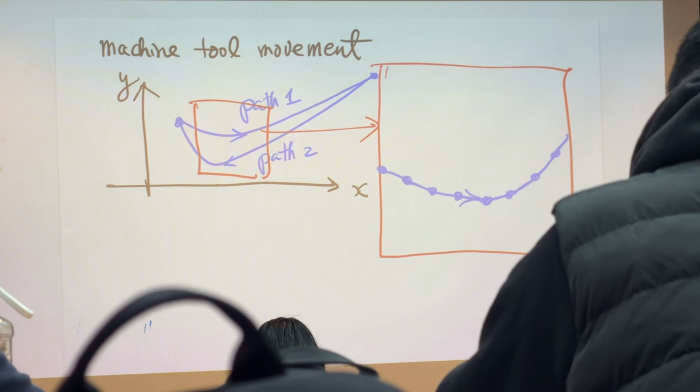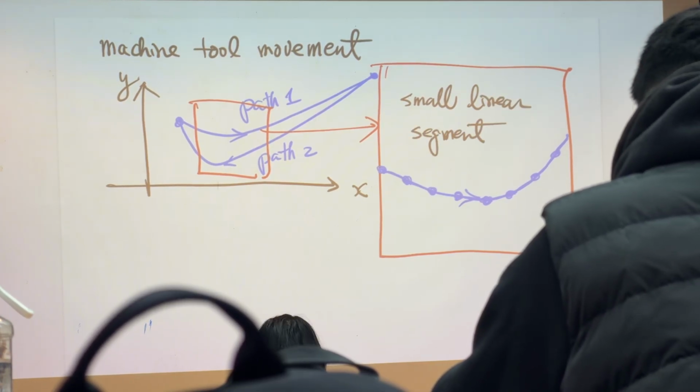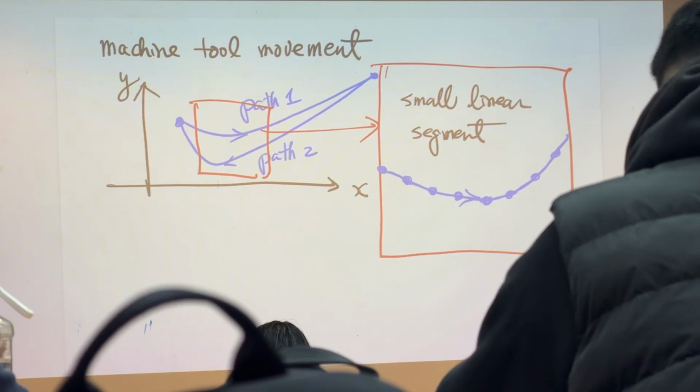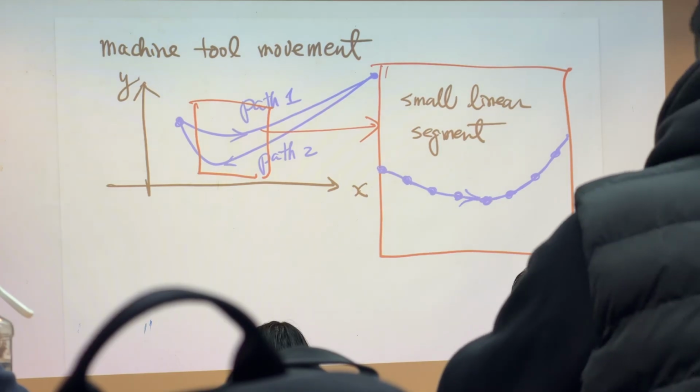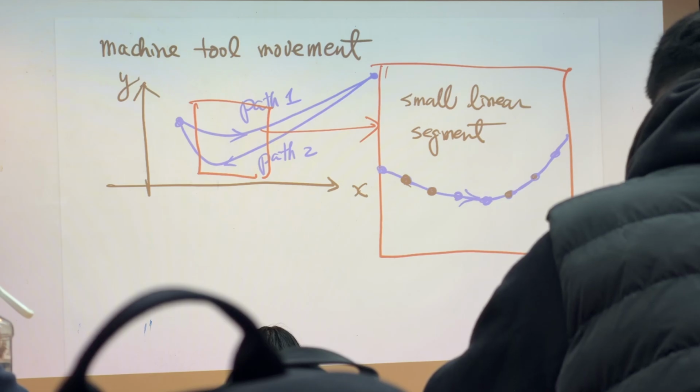So let me write it down. Small linear 线性的 segment. And these small segments usually can be represented by a G code called G01. 在工具机加工的时候，它是一个 G01 的直线小线段。So they will go from this point to this point by going linear, straight. Like here, also linear. Here, also linear. They are all linear, straight.